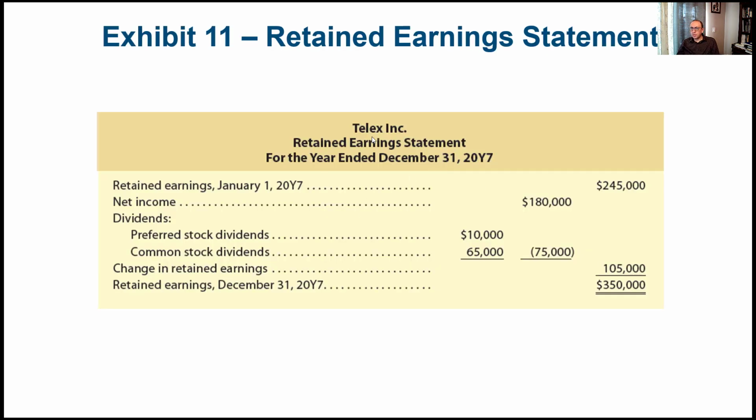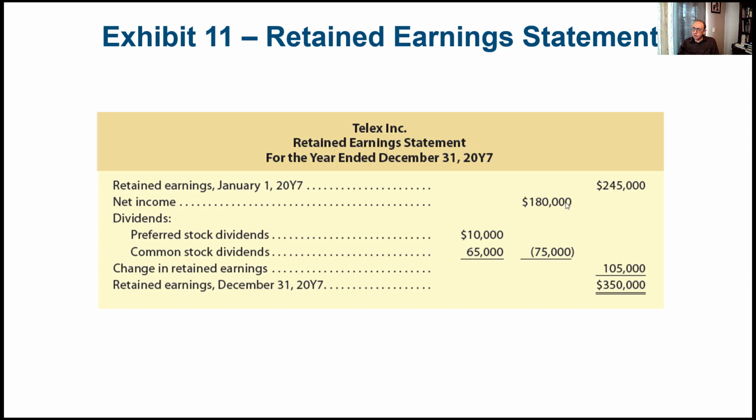So as you can see here, we have this example of a retained earnings statement for a company called Telex Incorporated, and it's for the year ended December 31st, year 7. Very similar to the income statement, where it's for the year. It's not for a specific date. So we start with the beginning balance of retained earnings, which is January 1st of year 7. We add to it the net income, then we subtract dividends. And we have here two different types of dividends, the preferred stock dividends and the common stock dividends. We add them together to get the $75,000.